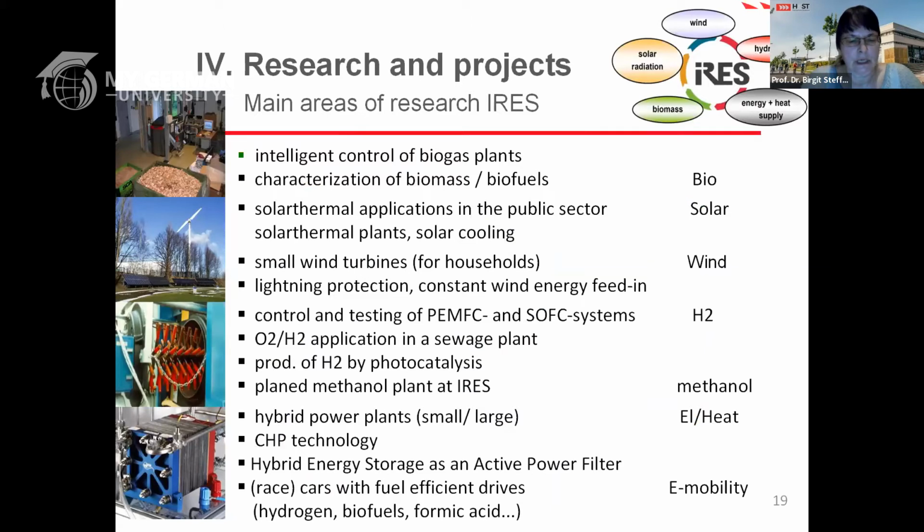Here we see in this slide the main areas of research of our Institute for Renewable Energy Systems. We deal with the use of biomass, solar energy, as well as storage technology, such as hydrogen and methanol, in our complex laboratory for integrated energy use. We also work on hybrid power plant concepts, and our students are working very successfully on electric race cars powered by batteries or fuel cells.